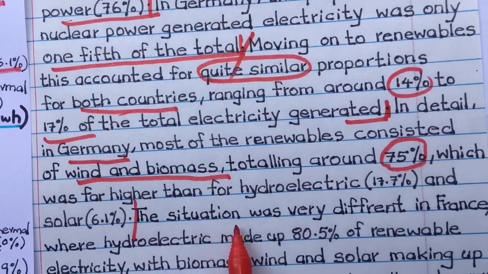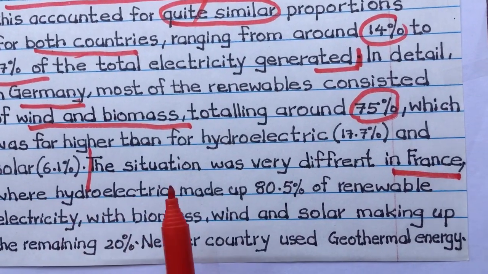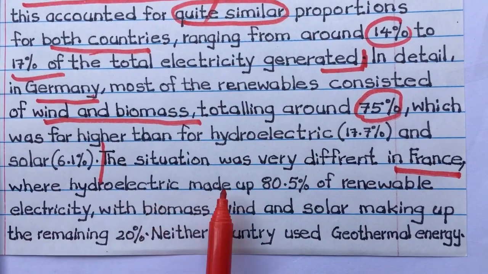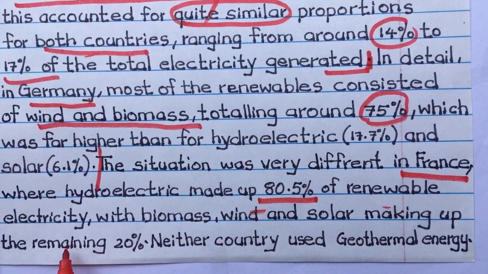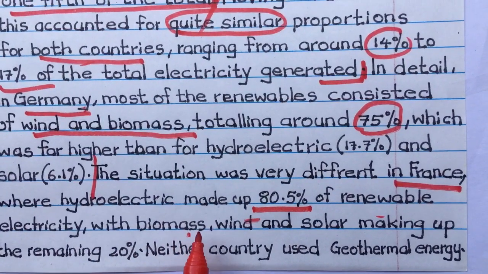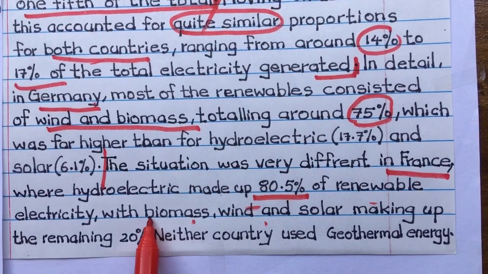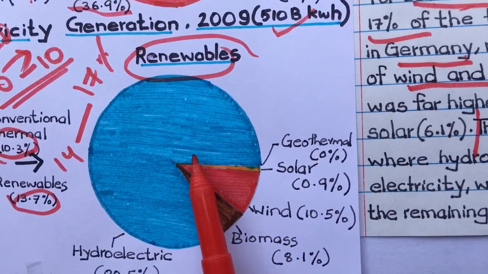Okay, and the situation was, I have discussed only Germany, now France is there. So the situation was very different in France, where hydroelectric made up 80.5% of renewable energy in electricity, with biomass, wind and solar making up the remaining 20%. Okay, first we will deal with this. Let's move to the diagram. This is about the France renewable.